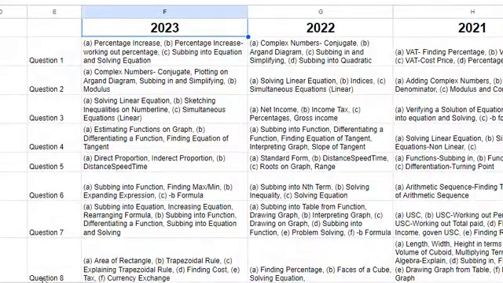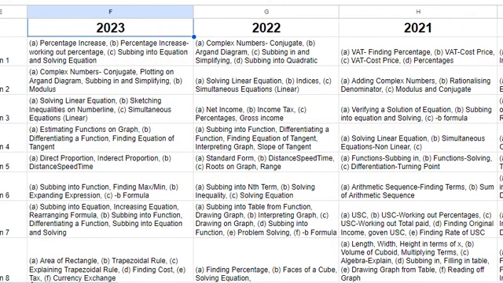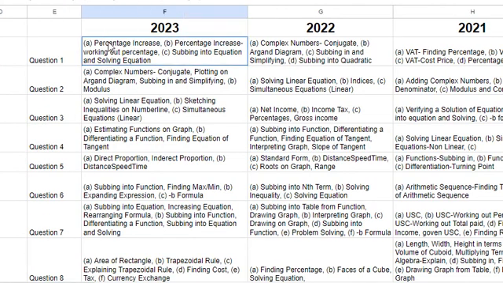Right, so this is a general year by year list of the overall topics which are coming up, and I've broken them down and called them different things. If you look at the first one here, question 1 in 2023, I've called part A of the question percentage increase. I've just called it whatever comes to mind, so there's nothing scientific about it. If you look at question 2, then it's complex numbers, conjugate, plotting an Argand diagram. When I looked at the question, it's generally what I summarized it into.